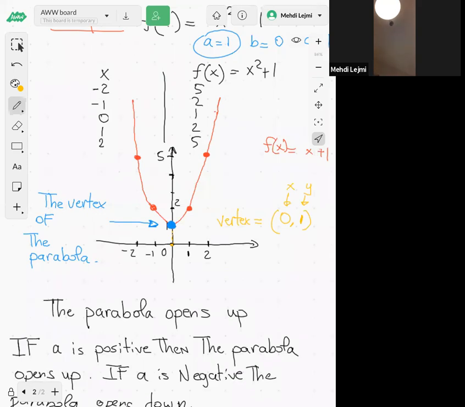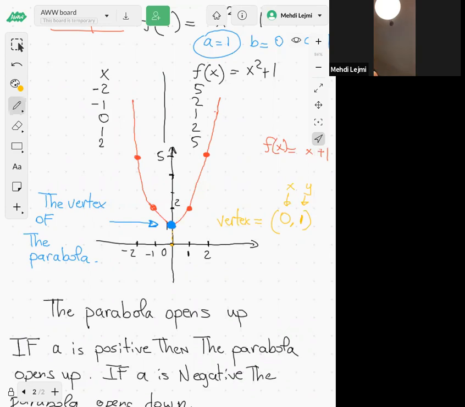As I said, there's a general formula to find the vertex of a quadratic function. I will give you the formula later. But anyway, there's this special point, the vertex. What else? Yeah, there's one more thing here about the parabola.